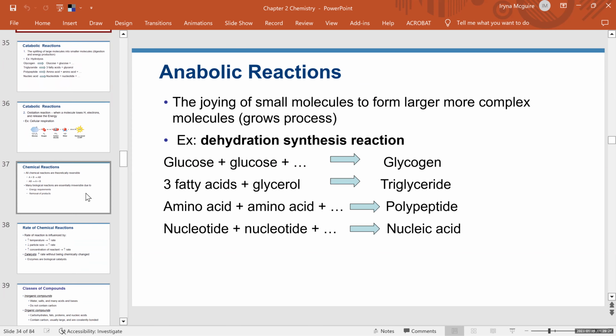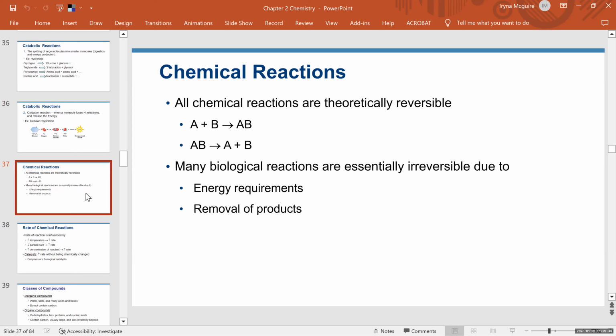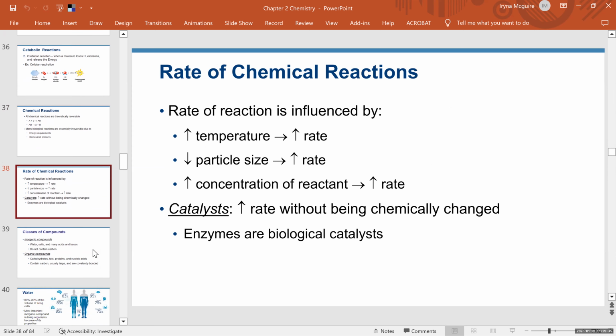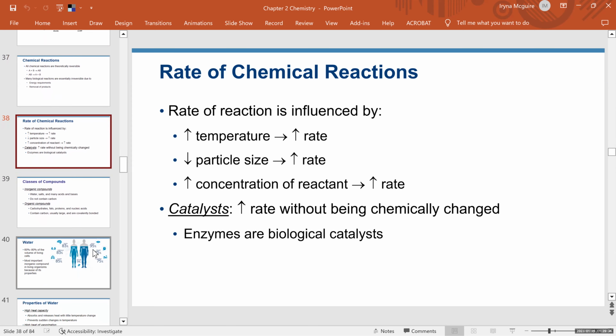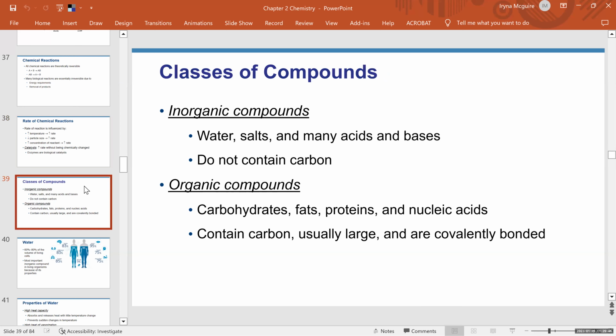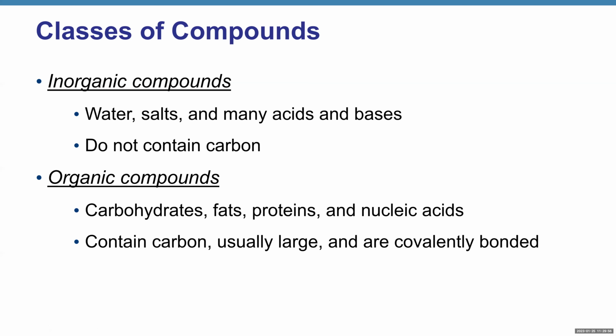Now, we know that chemical reactions are theoretically reversible, but many biological reactions are not reversible. And the rate of reaction depends on temperature, particle size, and concentration. And in biology, almost all chemical reactions require enzymes, which are biological catalysts, right? Well, now when we have reactions between atoms, we form molecules or compounds. Now, what are those compounds and how can they be classified?